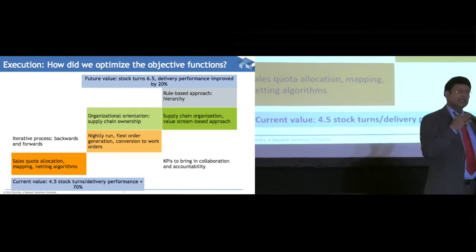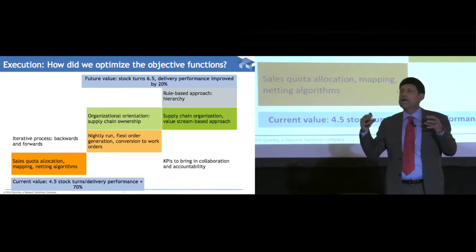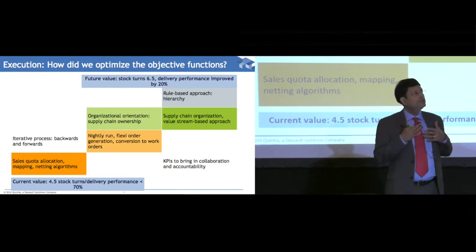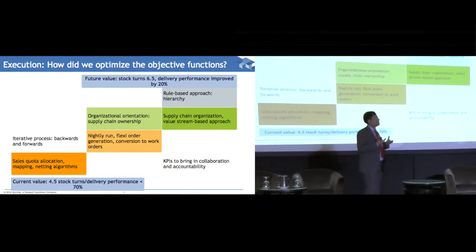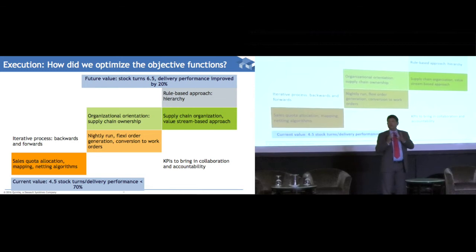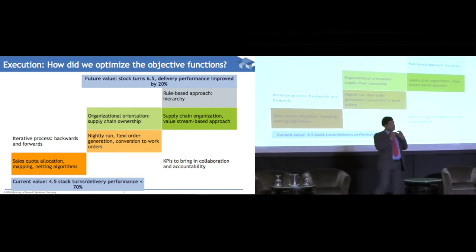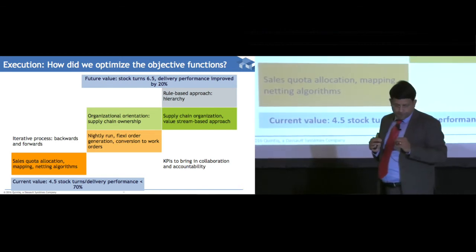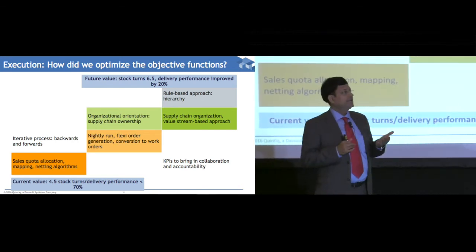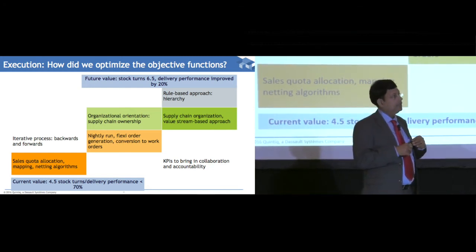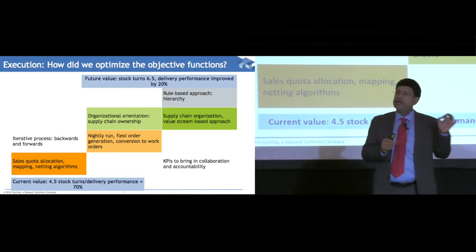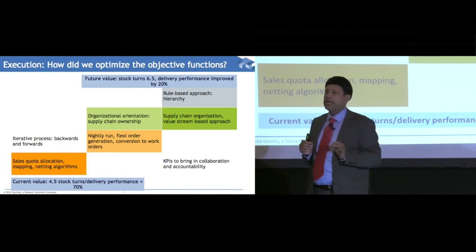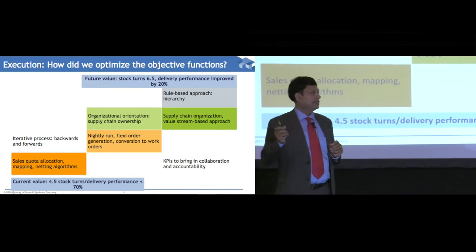And unless you have a very good sales quota allocation process, how would you process those orders when it all goes to one single bottleneck? So a very strong sales quota allocation process with very rigid rules was our first step in the journey. And of course, through the netting algorithms and the mapping of the entire process, we were able to match demand with supply at each and every stocking point in the process.